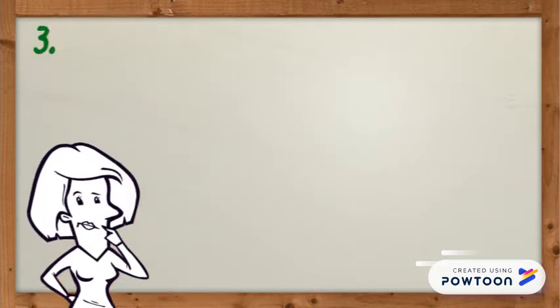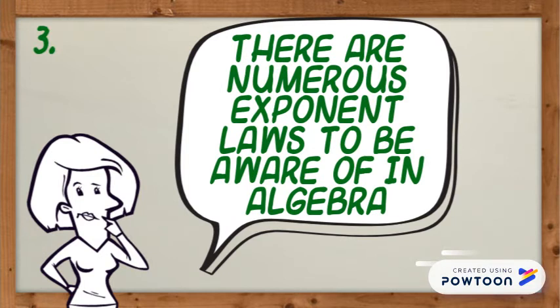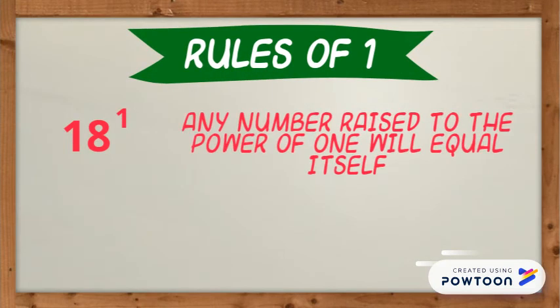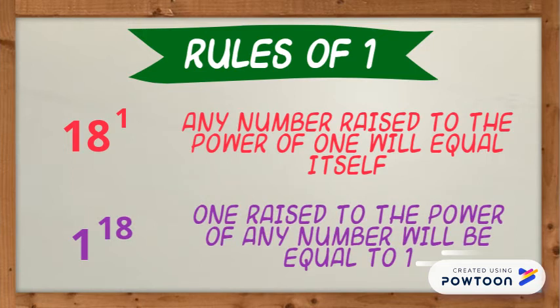Number 3. There are numerous exponent laws to be aware of in algebra. Rules of 1. Any number raised to the power of 1 will equal itself. This is because 18 does not have a second 18 to multiply itself by, and so it remains as is. The second one is 1 raised to the power of any number will equal to 1. This is because 1 times 1 times 1, 18 times, is still equal to 1.